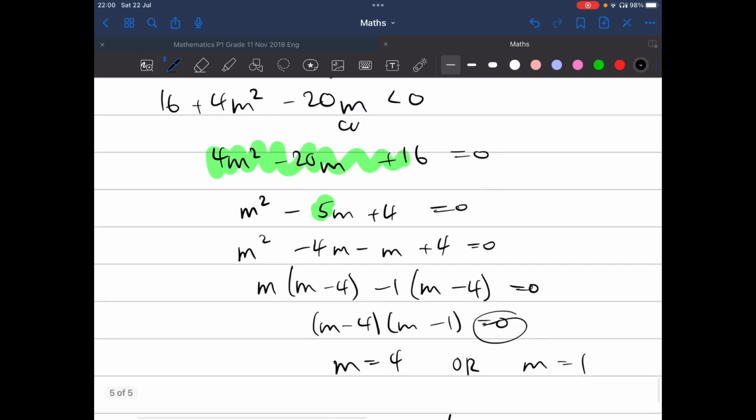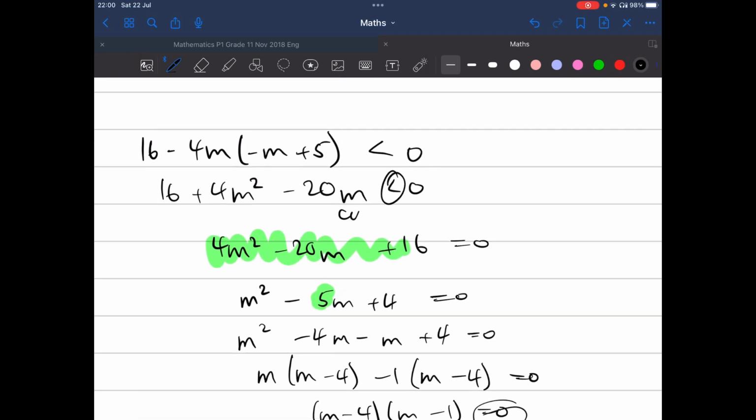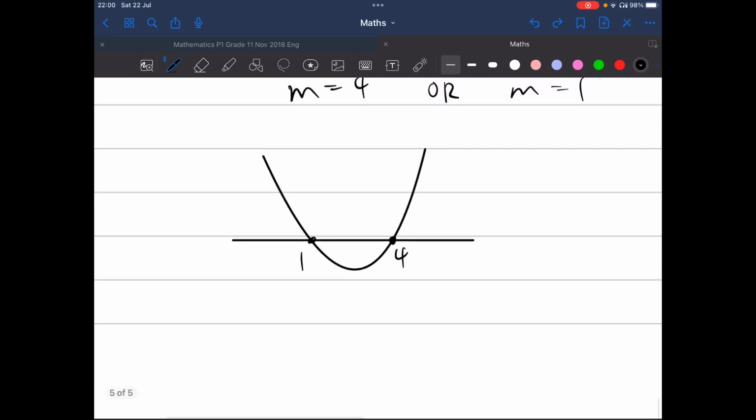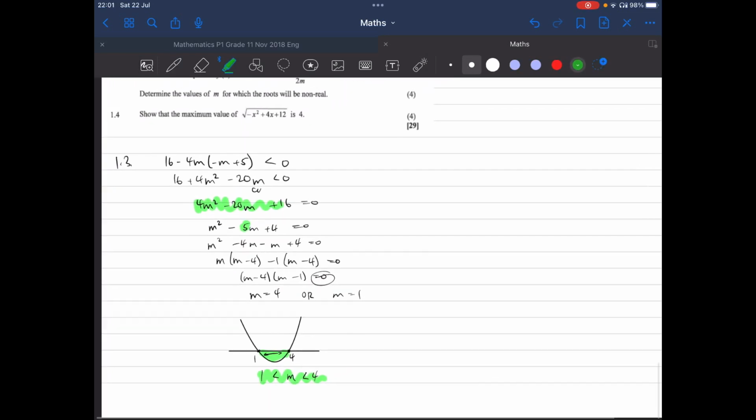And if we look at the question again, we're looking for when this is less than 0. So when is the graph less than 0? Well, it's less than 0 when it's in this range here, when it's between 1 and 4. So we can say that m has to be greater than 1 but less than 4. And that's our answer.